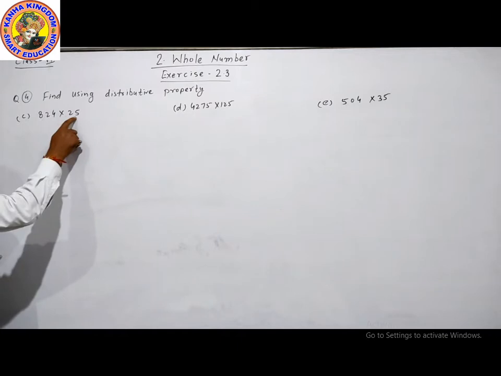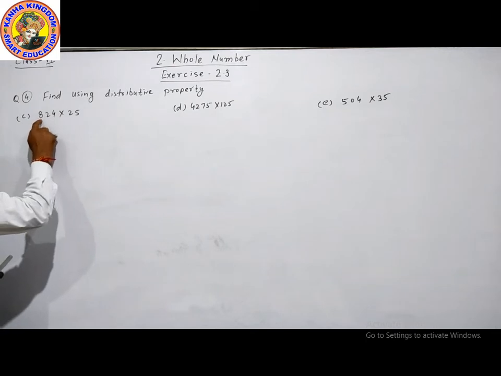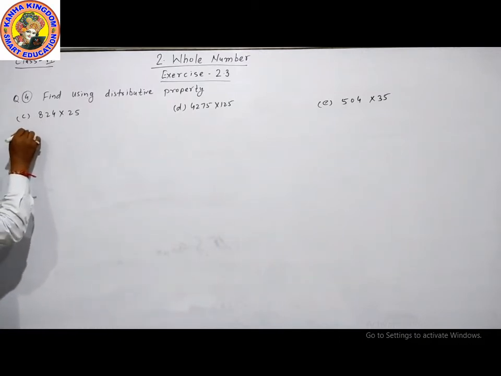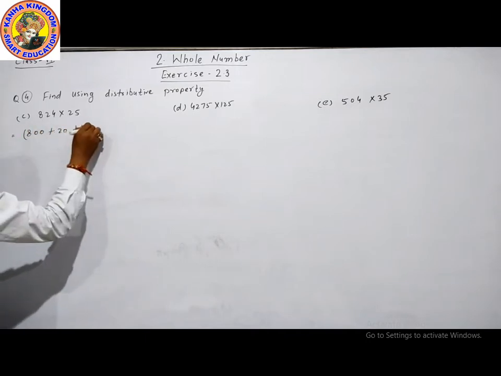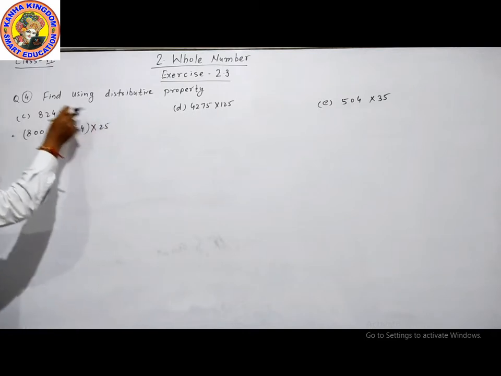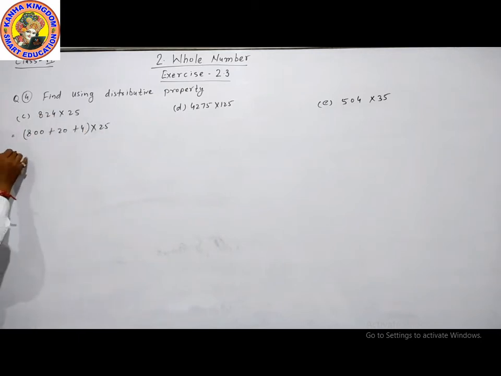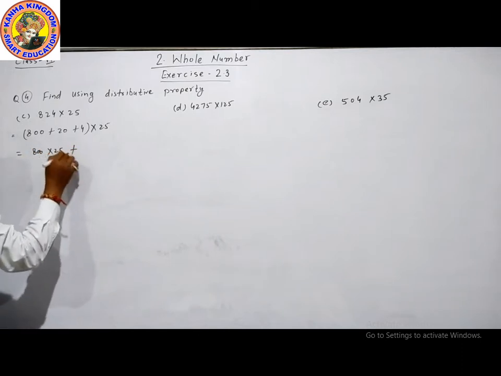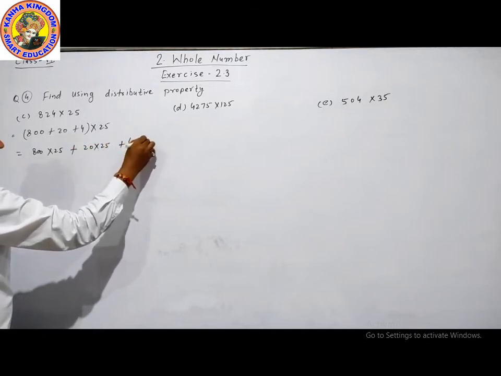So 25 can be written as 20 plus 5, or 824 we will break into 800 plus 20 plus 4, then multiply by 25. 25 will multiply by 800, 25 will multiply by 20, 25 will multiply by 4. So 800 into 25, then 20 multiplied by 25, then 4 multiplied by 25.